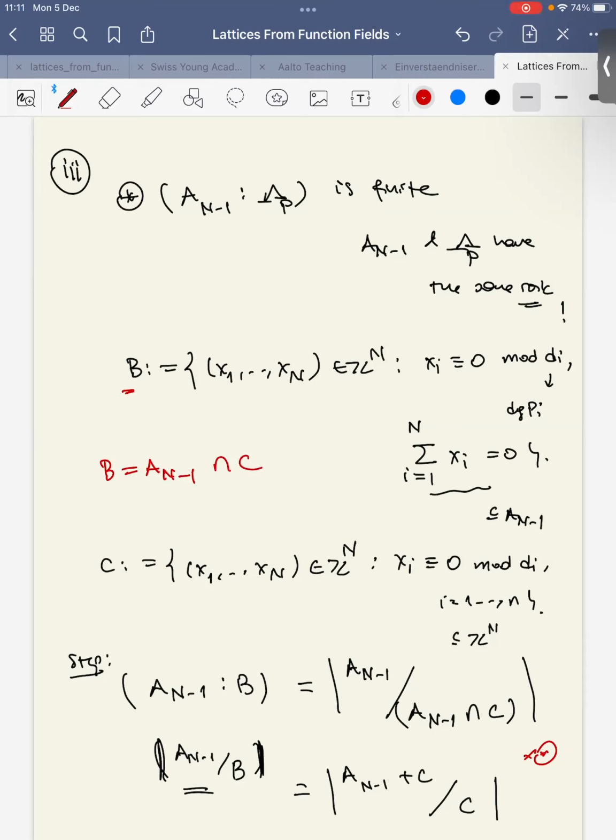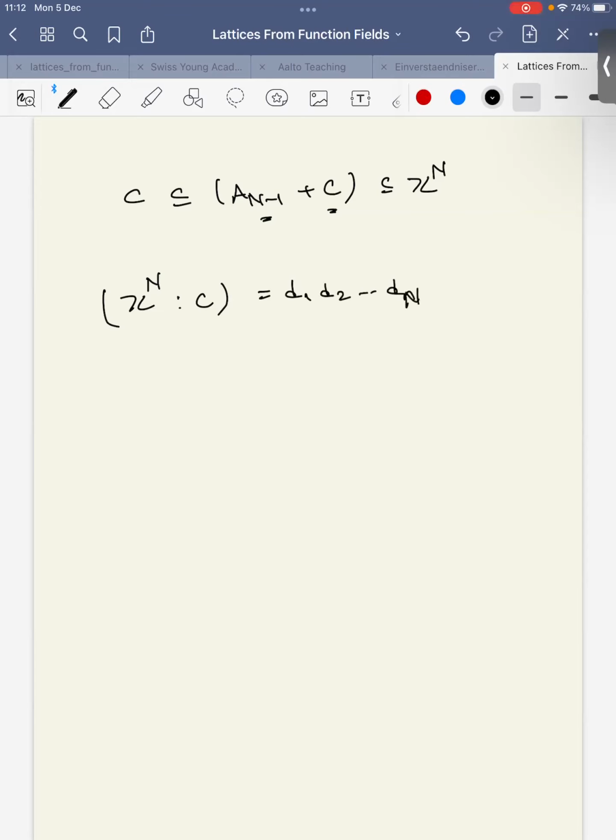And since we also have the inclusion, C is a submodule of A_{n-1} + C, and both of them are subsets of Z^n, the index of C in Z^n is equal to the product of the d_i's, just by the setting of C. And here what we want to focus on is computing the index of A_{n-1} + C inside of Z^n.